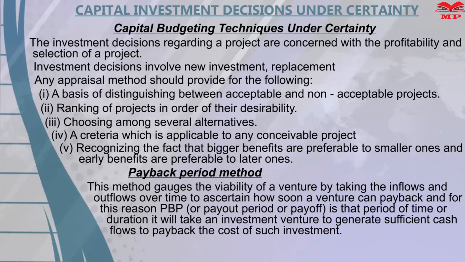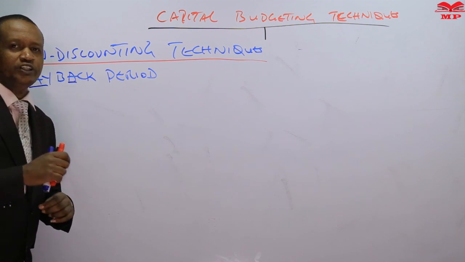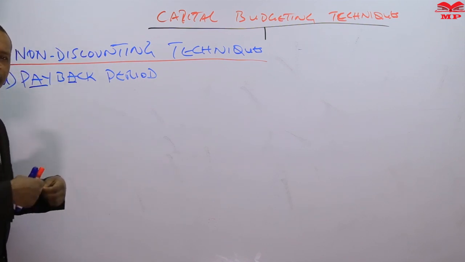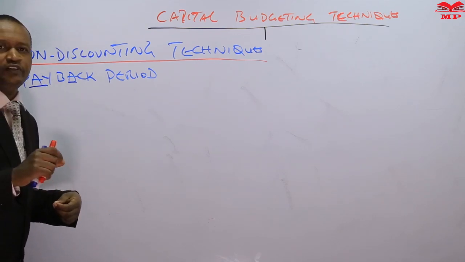And for this reason, the payback period, or the payout period, is that period of time or duration it will take an investment venture to generate sufficient cash flows to pay back the cost of such investment. This is a popular approach among the traditional financial managers because it helps them ascertain the time it will take to recoup in form of cash from operations the original cost of the venture.